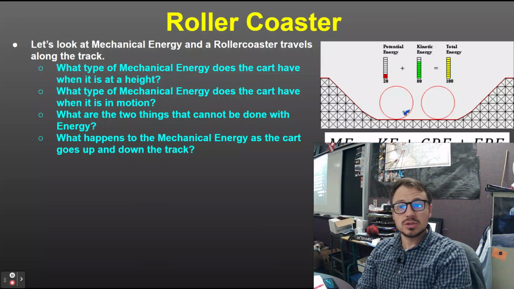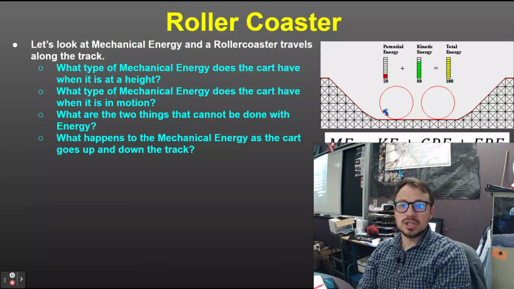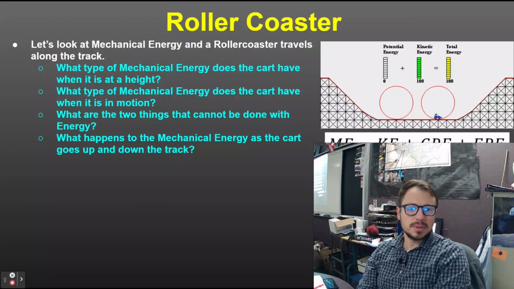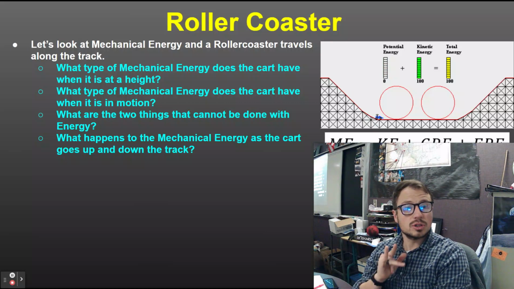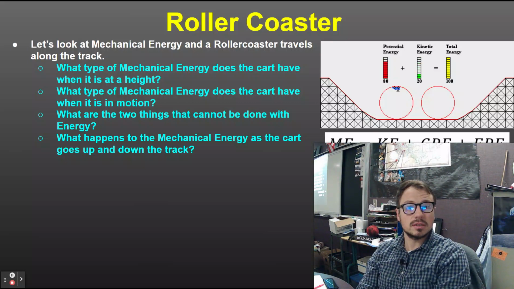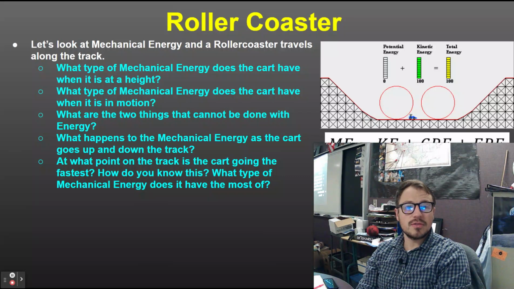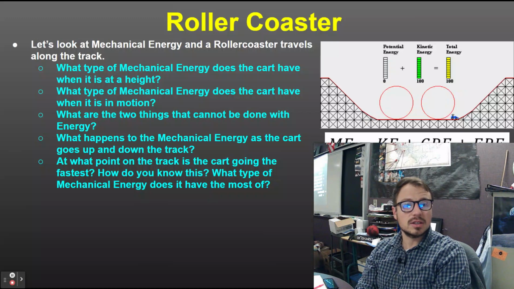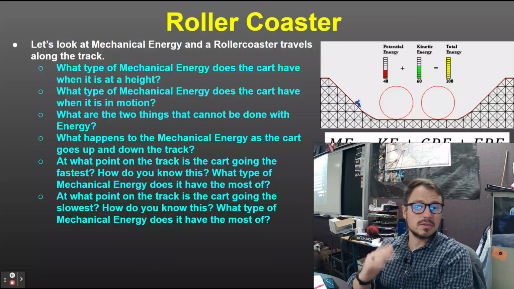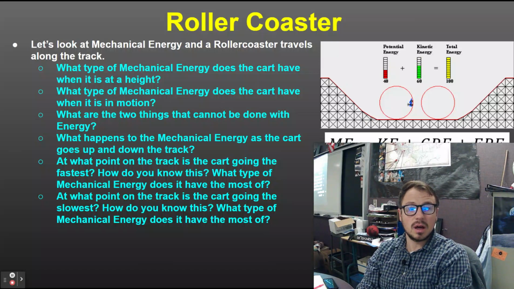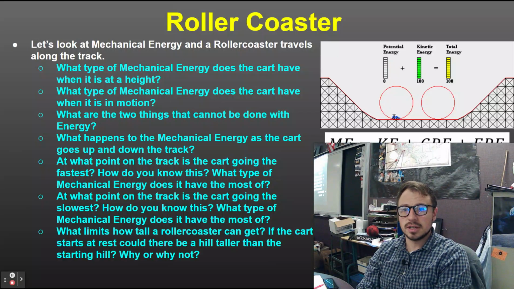You can see in this graphic what happens as the mechanical energy goes up and down the track. The gravitational potential energy is transformed into kinetic energy. As it goes up, kinetic energy is transformed into gravitational potential energy. But notice that the total amount of mechanical energy is at 100, right? So what point on the track is going the fastest? It's going to be at the lowest point, right? At that lowest point, you can see all that mechanical energy is kinetic energy. What point is going the slowest? That's going to be at the very top, because that's where the mechanical energy is the most potential energy.